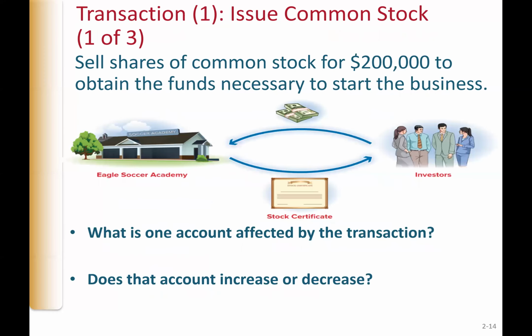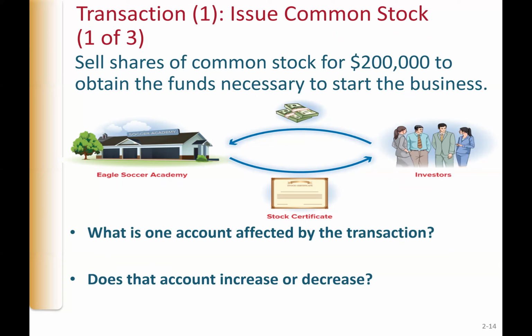Okay, so the first one, we sell shares of common stock for $200,000 to obtain the funds necessary to start a business. So Eagle Soccer Academy is looking for investors. And we found investors and we sold common stock for $200,000, meaning we gave them stock certificates. They gave us $200,000. Can anyone think of an account that's being affected by this transaction?